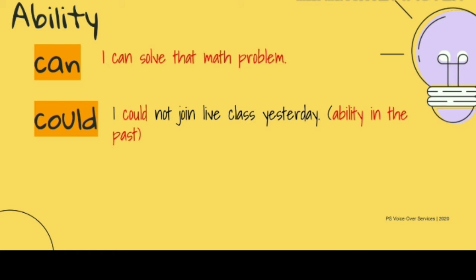Let's start with expressing ability. We use can and could to show that someone has an ability to do something. We say, I can, she can, they can, etc. The same is true for could, which is the past form of can. Now, I want you to read the given examples. Great!